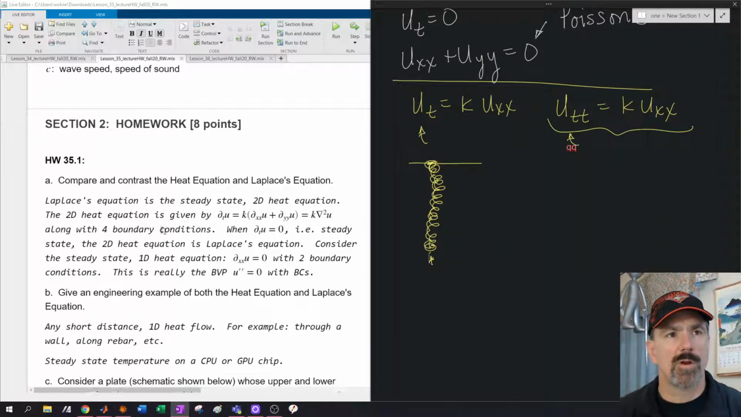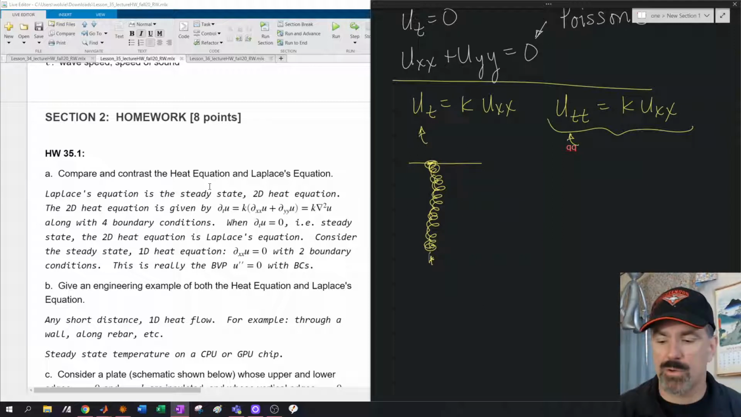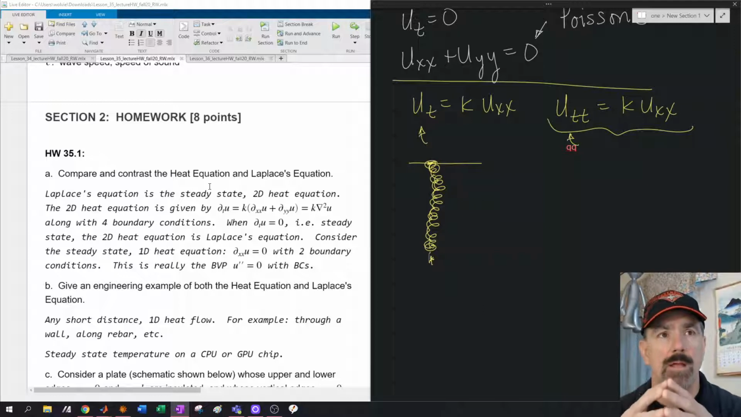So for the first homework problem, compare and contrast the heat equation and Laplace's equation. This is really what I was trying to address at the very beginning. The heat equation and Laplace's equation are basically the same thing. The difference is that Laplace's equation is the 2D heat equation held at steady state. So there's no evolution with respect to time. And if you think about what that means to the 1D heat equation, consider the steady state 1D heat equation. u would just be a function of x, right? It would no longer be a function of t because t is not an independent variable.